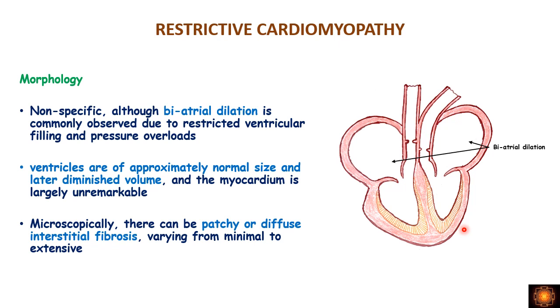So the main change we see is biatrial enlargement. Because the ventricles cannot dilate, the atrium will have the back pressure. So both the atria will be dilated. So biatrial enlargement will be present. And we have the ventricles which are of normal size or reduced size. And microscopically, we see the fibrosis.